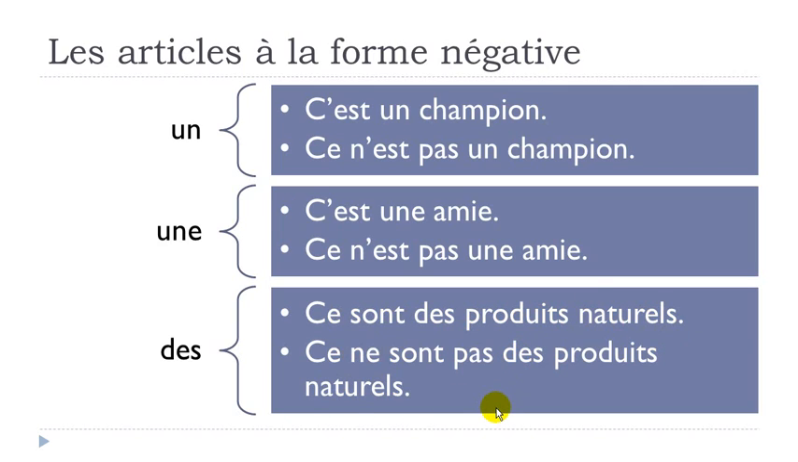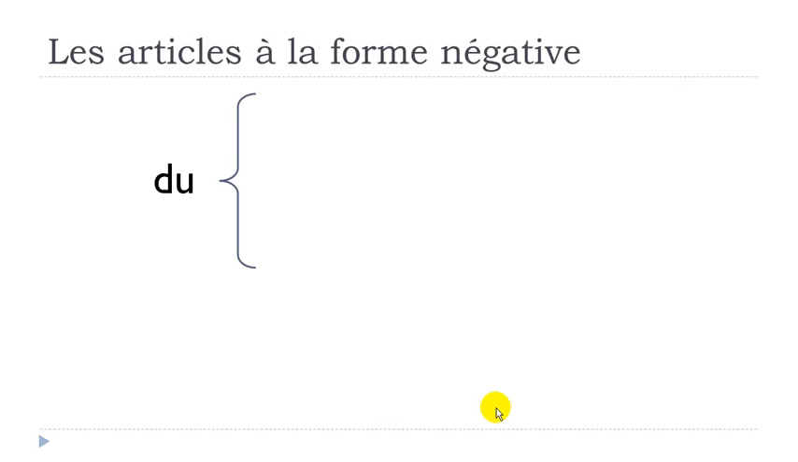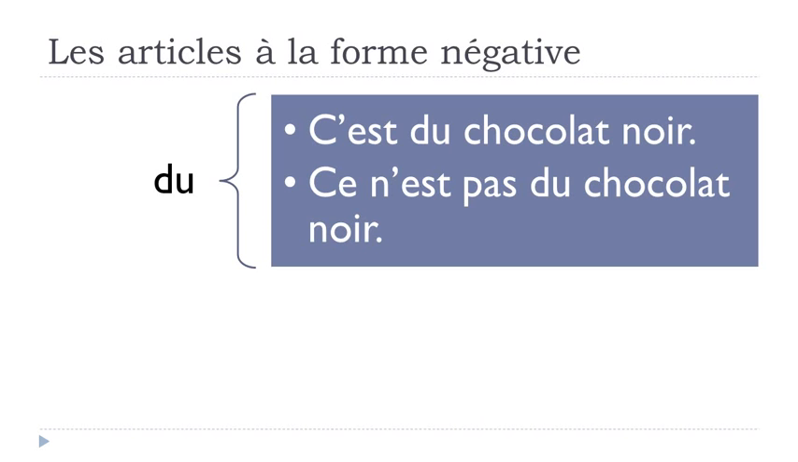All right, so what can we say about that? Oh, sorry, we've got the partitive as well. So, du, same thing. C'est du chocolat noir. Chocolate, and then noir, it's black, so dark if you want. C'est du chocolat noir. Négation, ce n'est pas du chocolat noir. So here we've got the partitive and it's still the same here, du and du.